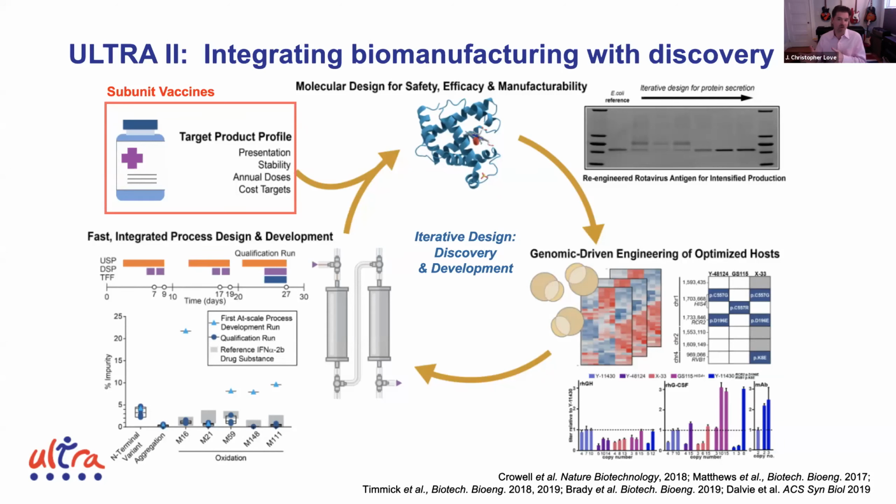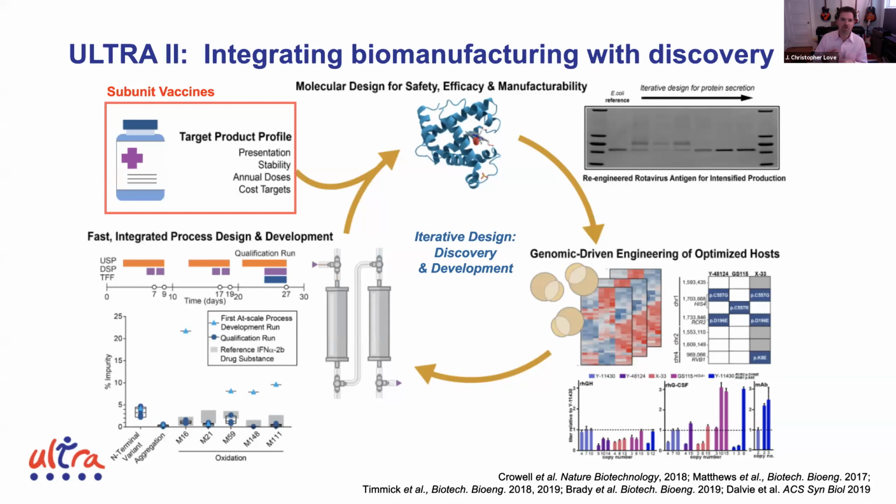So instead of discovery coming up with a cool idea and saying, hey, guys in manufacturing, figure out how to make this, could we go a step back and say, okay, we want to build all that cool discovery stuff in. It's got to do the right things. It's got to be immunogenic and safe and efficacious, but it also has to be manufacturable. That thinking has not historically been done in vaccine development.